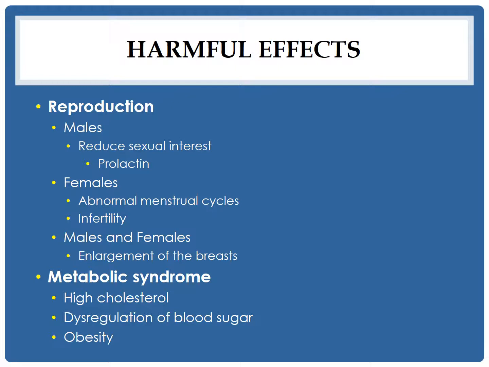Reproduction is one area with a lot of harmful side effects for these drugs. So males tend to have a lowered sexual interest and an increase in the hormone prolactin. This is a hormone that regulates breastfeeding in women, but obviously not in men. Females then have abnormal menstrual cycles and can also experience infertility, and then both sexes often see an enlargement of the breast, and fluid can come from the nipples, again because of the prolactin.